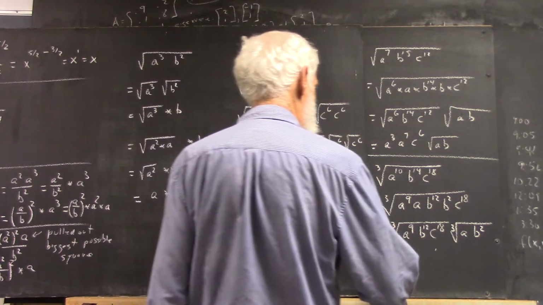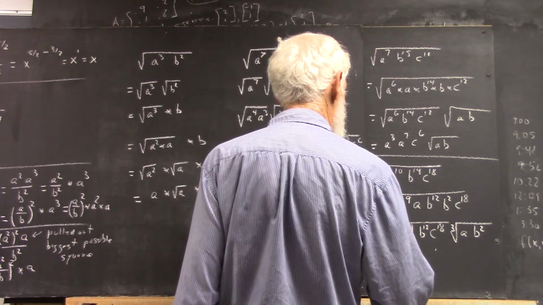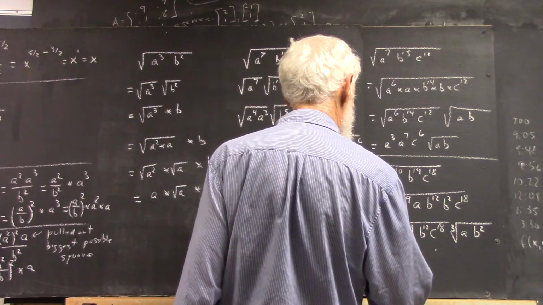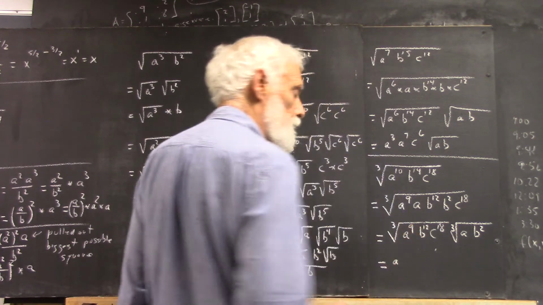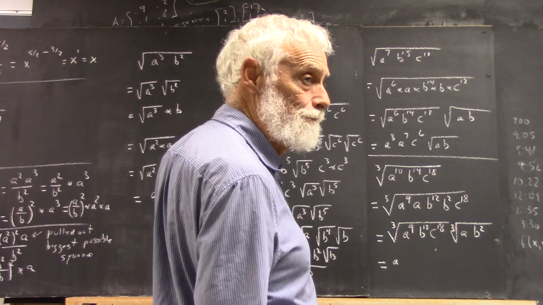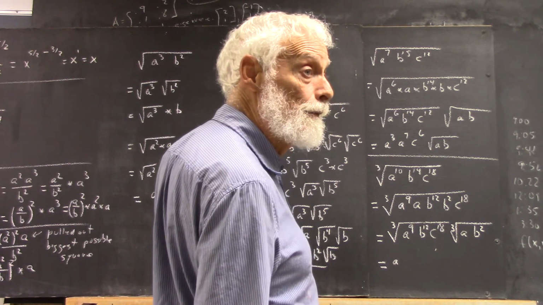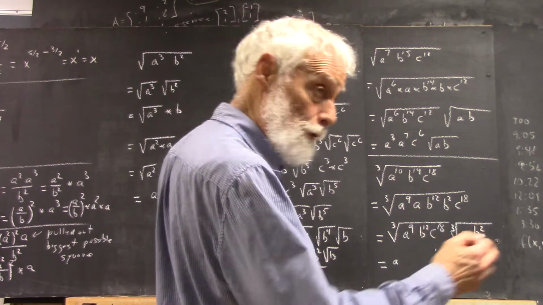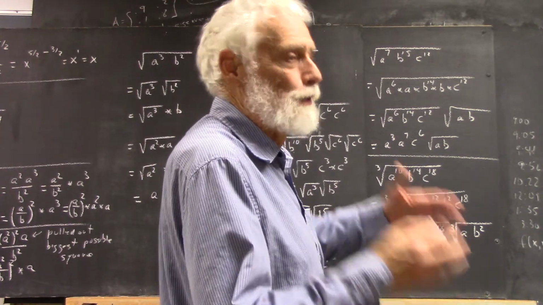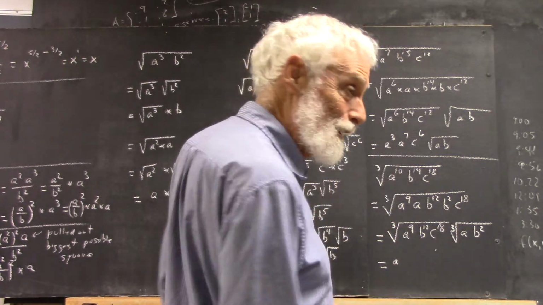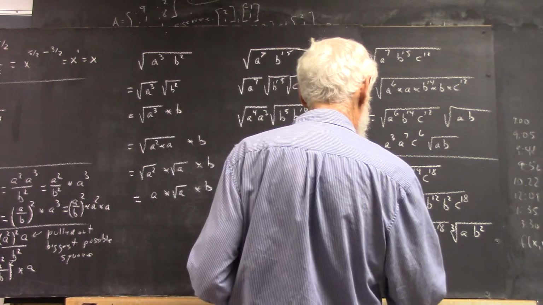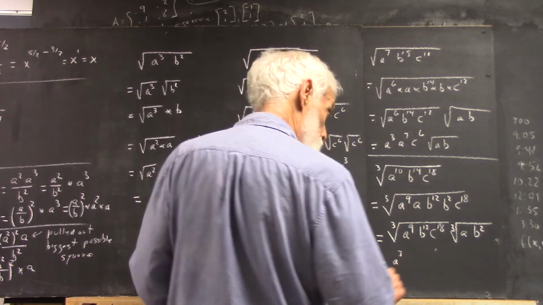Well then, what's the cube root of a to the 9th? 3. I'm sorry? 3. Not 3, a to the third. I know you're thinking what's the power, so you answered that, and I know exactly what you were thinking, and I believe you would have written it right, but be careful.